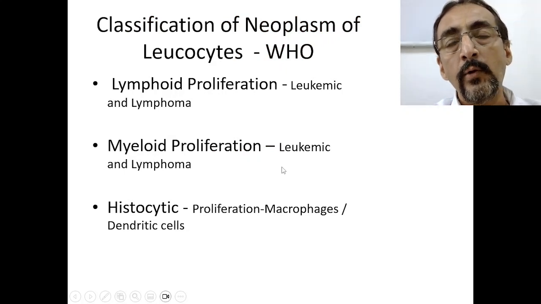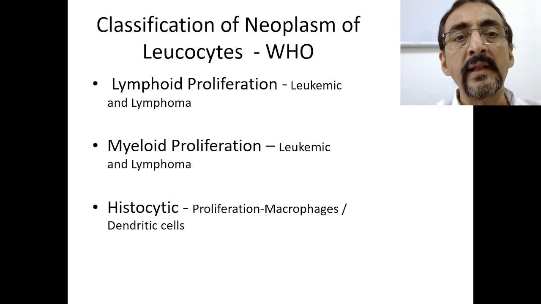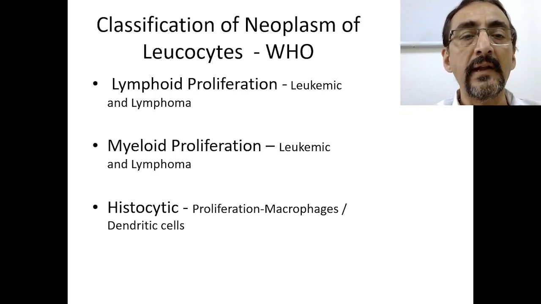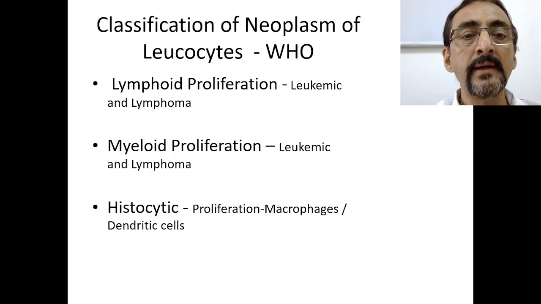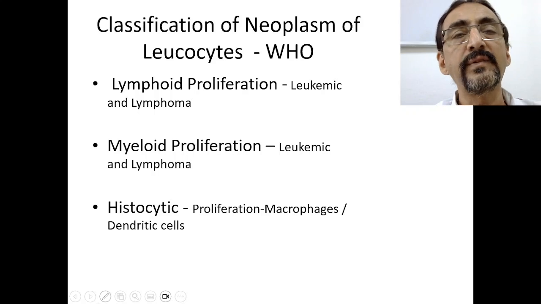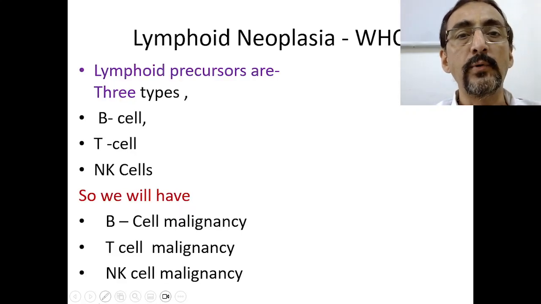Now, leukemias are again classified by WHO by different methods. The classification of neoplasms of leukocytes as per WHO begins with lymphoid proliferation, which includes leukemic and lymphoma lymphoid proliferations. Then comes myeloid proliferation, again in leukemia and lymphoma. In both conditions this can happen. And in the histiocytic classification, there is proliferation of macrophages, dendritic cells, etc. So this is the WHO classification of neoplasms of leukocytes, not only leukemia but total leukocytes.